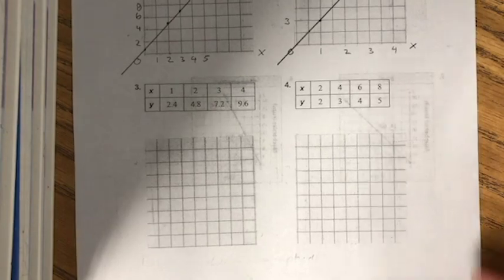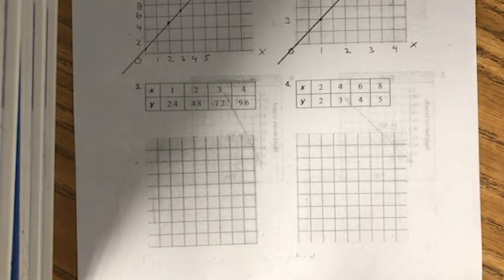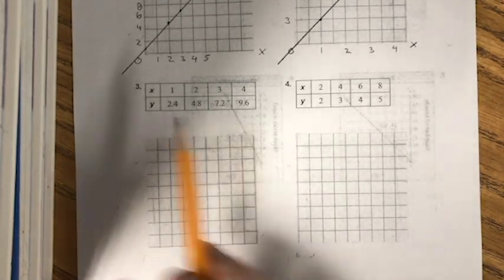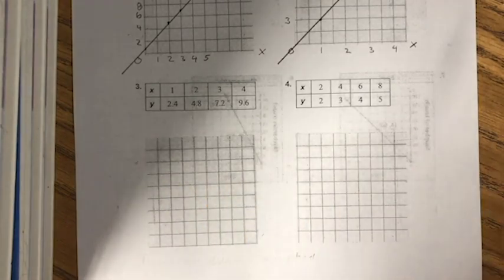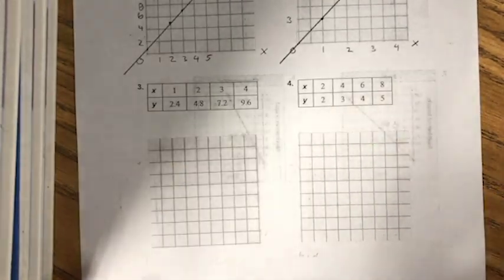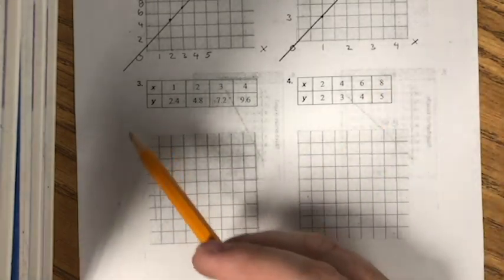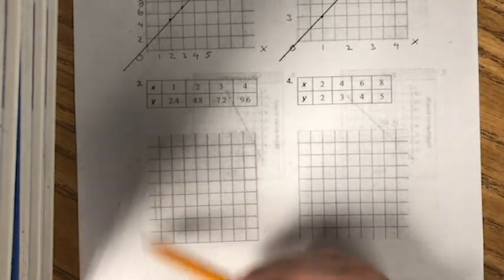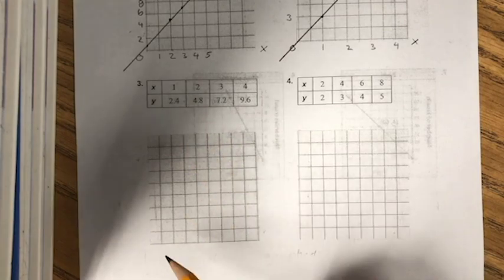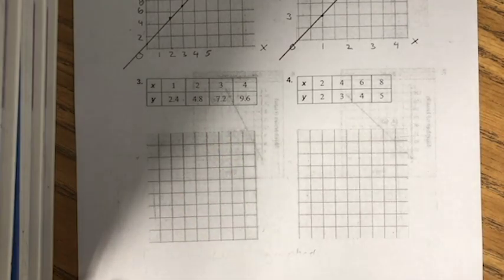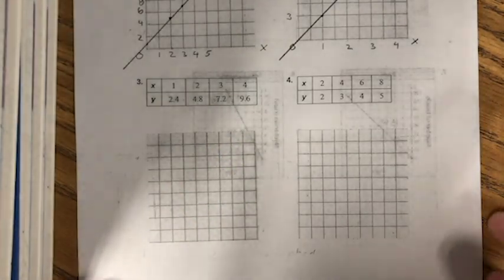So what I want you to do is try 2 and 4 on your own, but I am going to give you a little bit of a hint here on number 3, because look at what happens here. This is actually the more difficult one because your y values are counting by 2.4s. So make sure that you set your scale up on your y to accommodate that, all right? And once you pause the video, try these on your own.